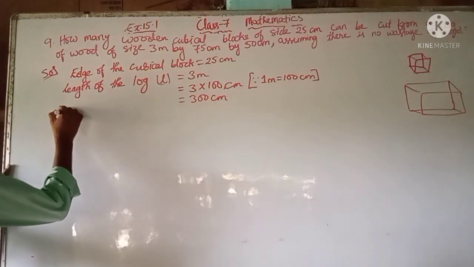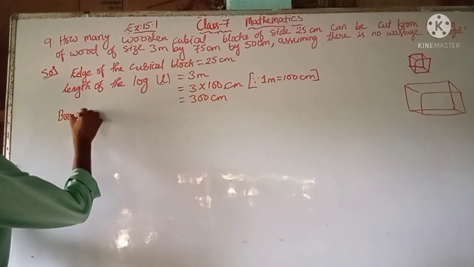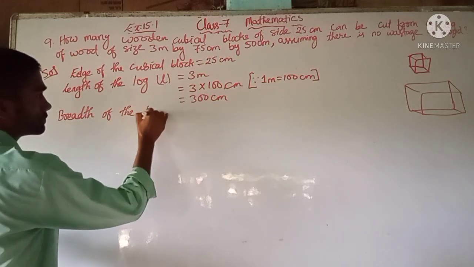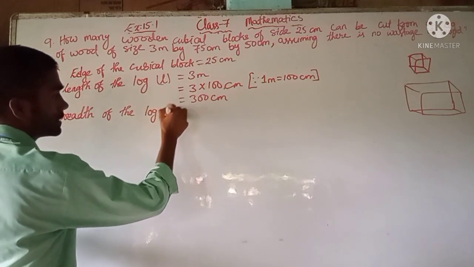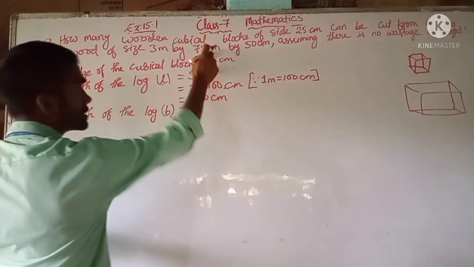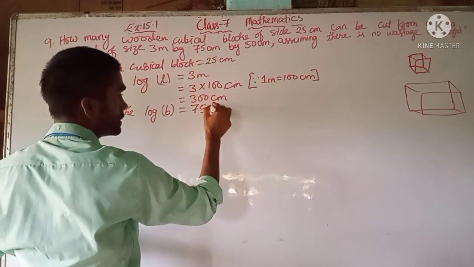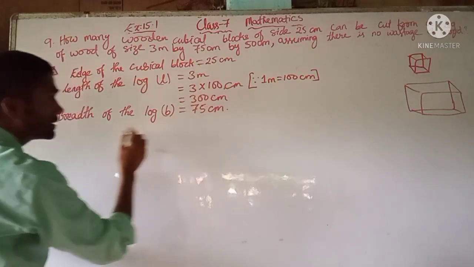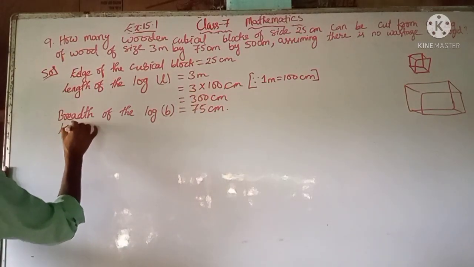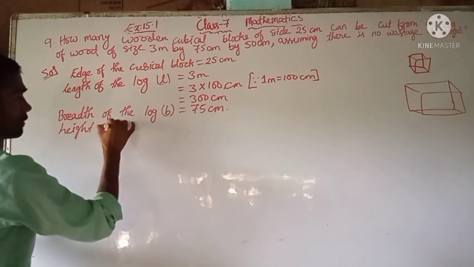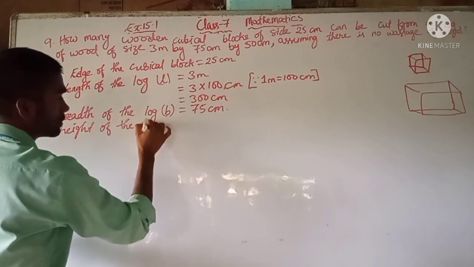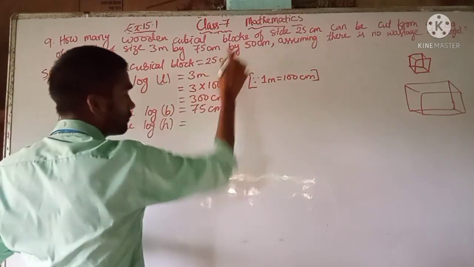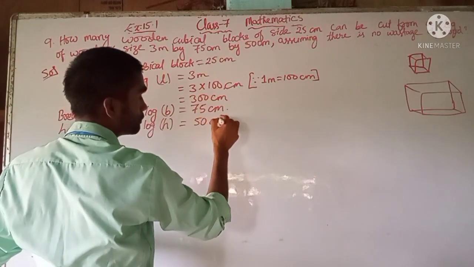Now breadth of the log, that is B, it is equal to 75 centimeter. It is given in this unit, that is centimeter, so we will not change anything here. Now height of the log H, it is equal to 50 centimeter.